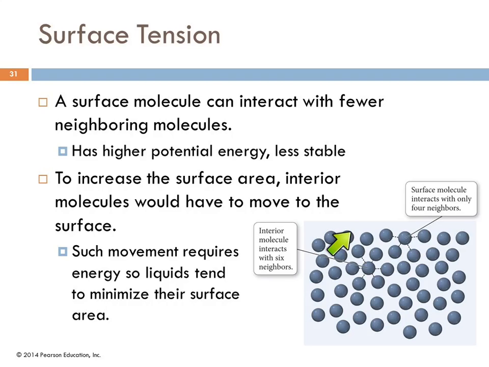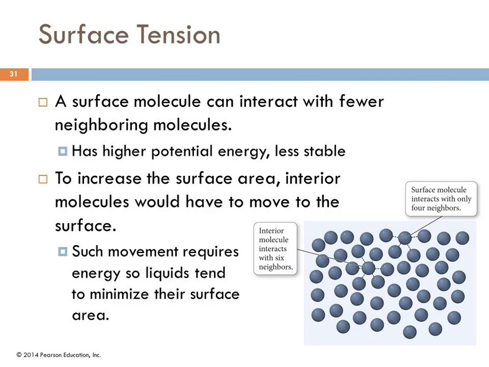Does that make sense? If we're going to take this water and spread it out, we're going to have more molecules on the surface than there were before. That's not favorable energetically. This is more stable, and these surface ones are less stable. So because of this, liquids tend to minimize their surface area. What is the geometric three-dimensional shape that has the smallest surface area per unit volume? A sphere. A sphere has the smallest surface area for its volume.